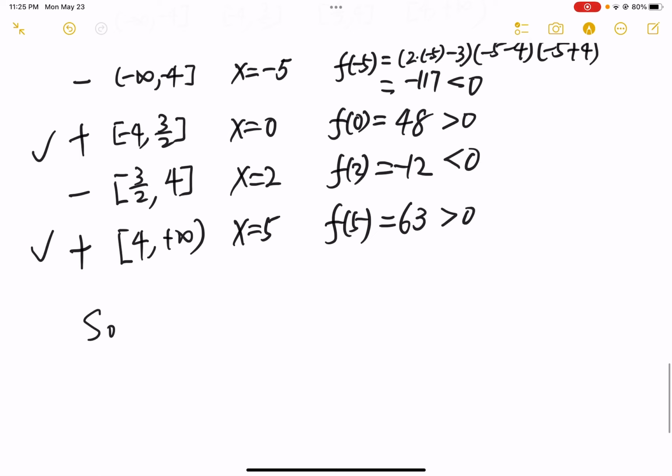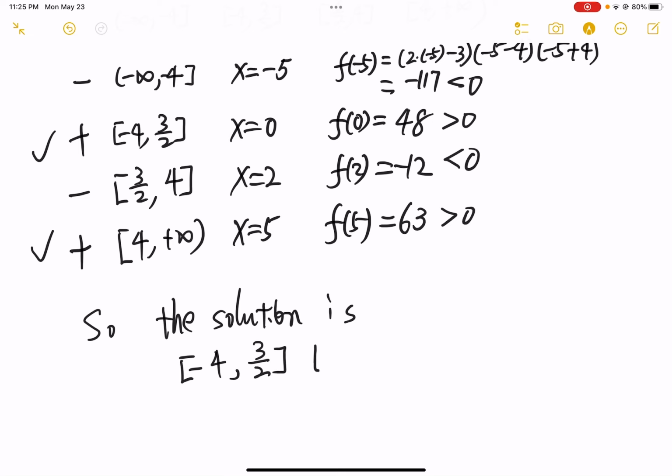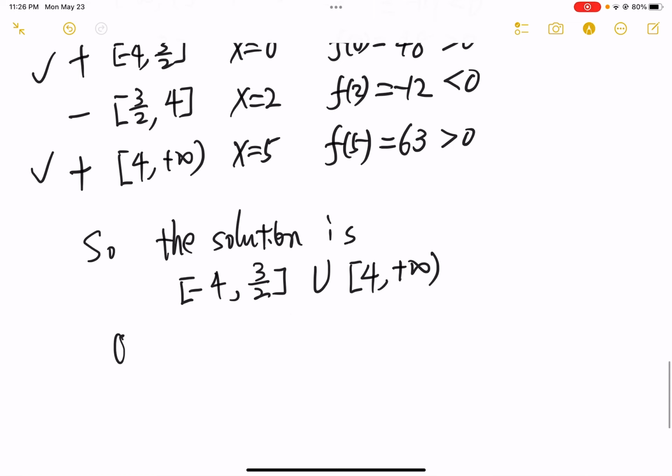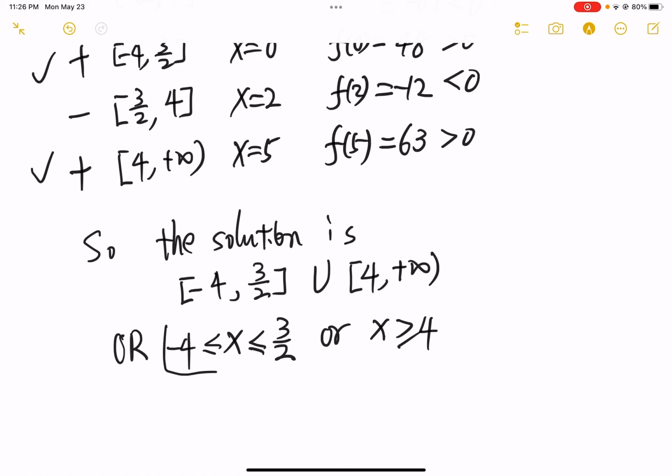So our solution is negative 4 to 3 over 2, union 4 to positive infinity. Or you can write it as x is greater than or equal to negative 4 and less than or equal to 3 over 2, or x is greater than or equal to 4.